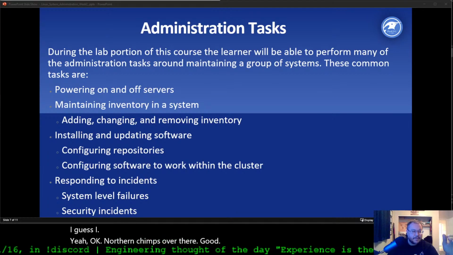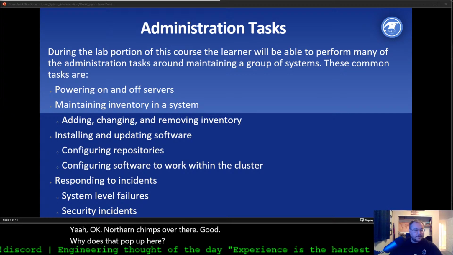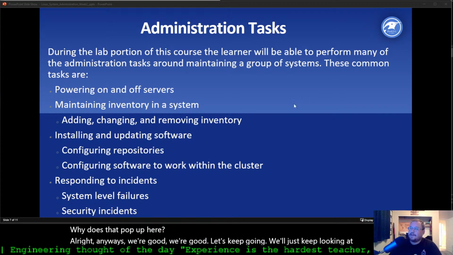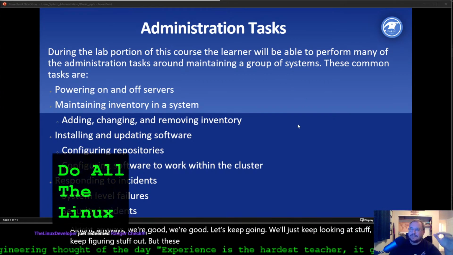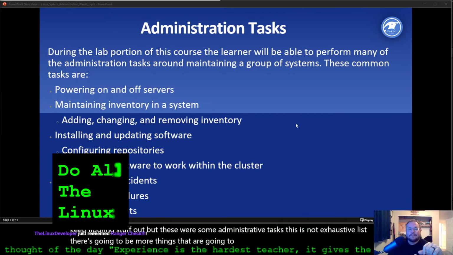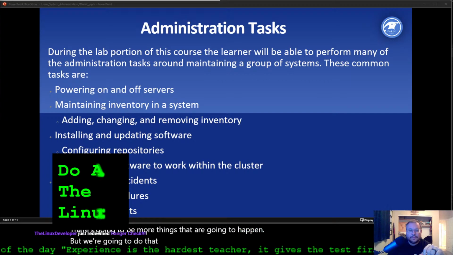Why didn't that pop up here? All right. Anyways, we're good. Let's keep going. We'll just keep looking at stuff, keep figuring stuff out. But these were some administrative tasks. This is not an exhaustive list. There's going to be more things that are going to happen, but we're going to do that. All right. Also, am I missing something else here?